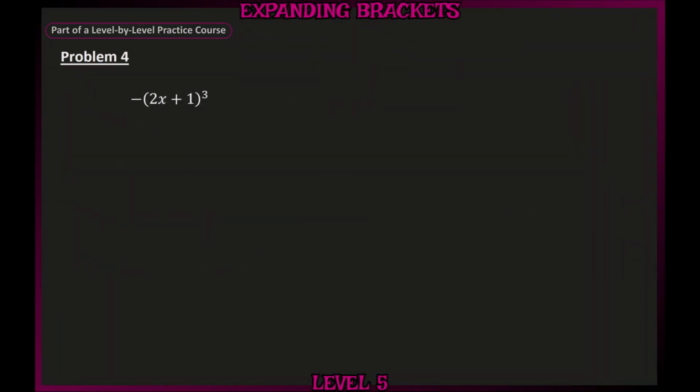In problem 4, we're expanding minus 2x plus 1 cubed. Now to start, the minus in front of the bracket is actually a minus 1 that's being multiplied by that bracket, so it's important to have that clear on the outside. The 2x plus 1 cubed can be written as 2x plus 1 multiplied by itself and then multiplied by itself again. And having it written like this now allows us to expand it.